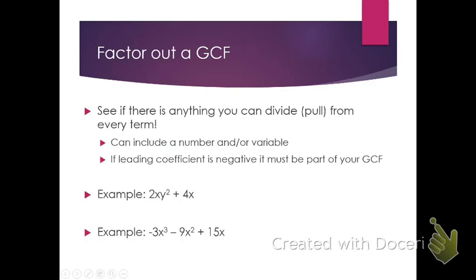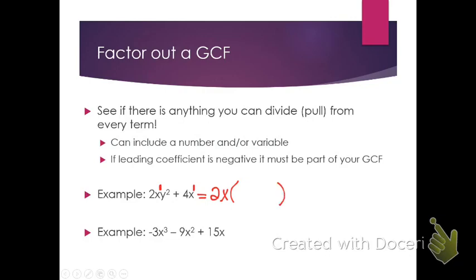For this first one, 2xy squared plus 4x. First we're going to find the GCF. So first we'll do the numerical part. 2 and 4 have a GCF of 2. Then we'll move on to x's. The first term has a first power of x, the second term has a first power of x, so they have a first power of x in common. Then we'll move on to y's. The first term has a y squared term in it, the second one doesn't have any y's, so we can't factor out any y's because there aren't any in common between the 2 terms.